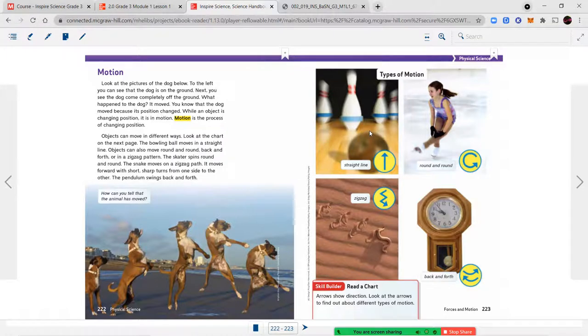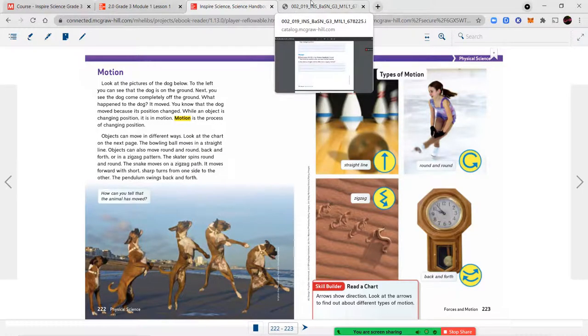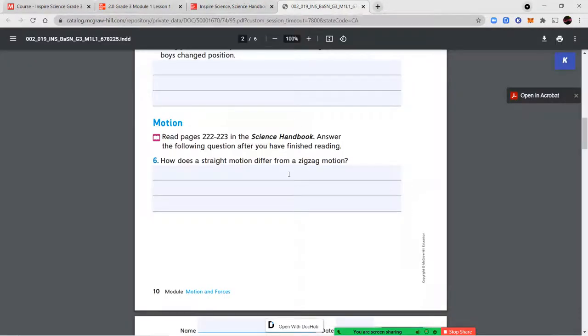When you throw a bowling ball, when you're in a bowling alley, it's going to move in a straight line towards those bowling pins. When someone is spinning while they're ice skating, they're moving in a round and round motion. Snakes use a zigzag motion to move, and our grandfather clock here has a pendulum in it that swings right and left throughout the hours. So you're going to use the information to answer question number 6.